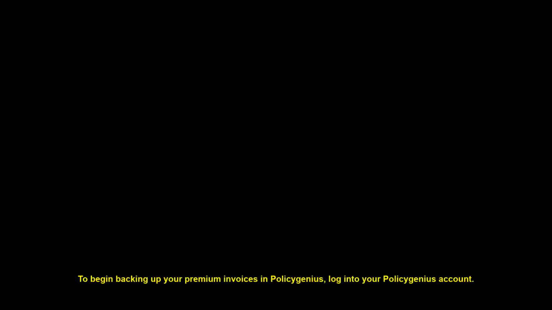To begin backing up your premium invoices in Policygenius, log into your Policygenius account. Navigate to the dashboard where your policies and invoices are displayed. Locate the section labeled Invoices or Billing on the main menu. Click on the Invoices option to view all your premium invoices. You will see a list of all invoices associated with your policies.